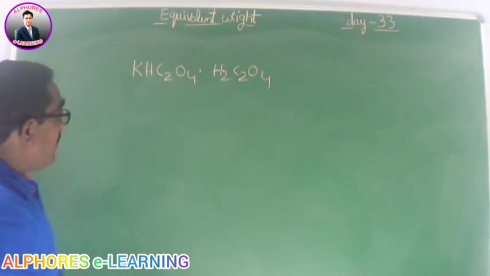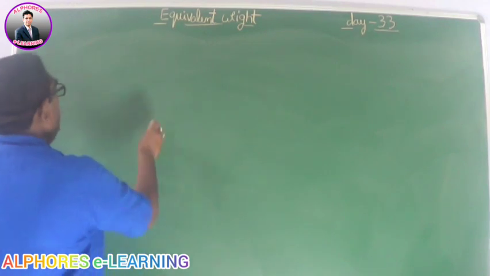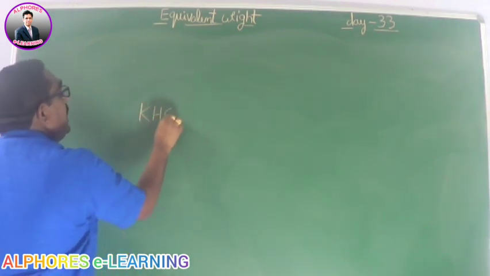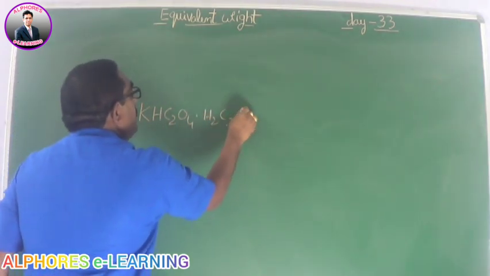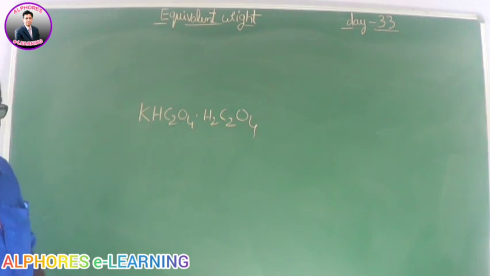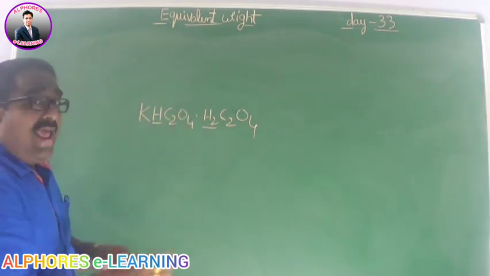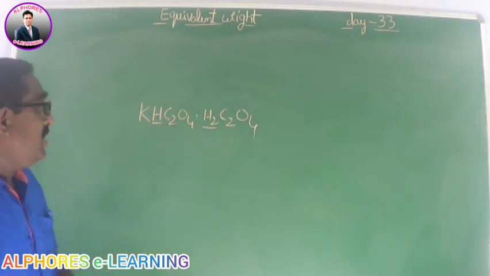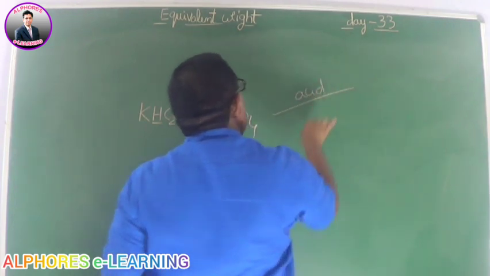Here, I will write once again here in the middle of the board for my convenience. Please concentrate. Once again I will repeat: KHC2O4·H2C2O4. Okay, students. It contains 3 neutralizable or ionizable hydrogens in aqueous solution. So it can behave as acid.